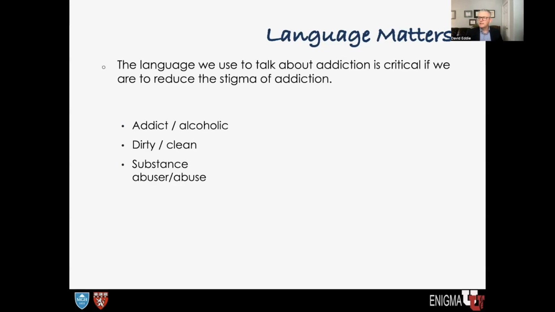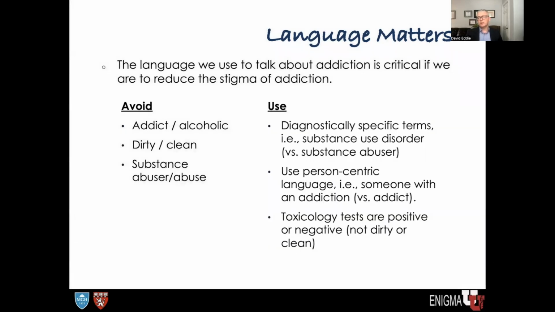there's an inference in there of willful maliciousness, right? That these are bad people making bad decisions, doing bad things. The reality is, as I said, most people with an addiction have lost the ability to choose whether they use or not. They desperately do not want to use alcohol and other drugs, but find themselves compelled to do so. So instead, we want to use more diagnostically specific terms: somebody with a substance use disorder rather than a substance abuser.